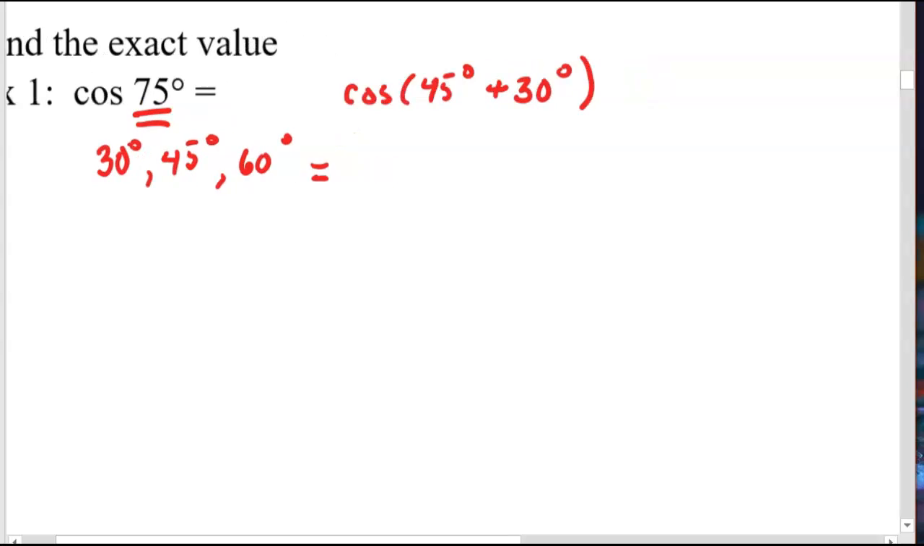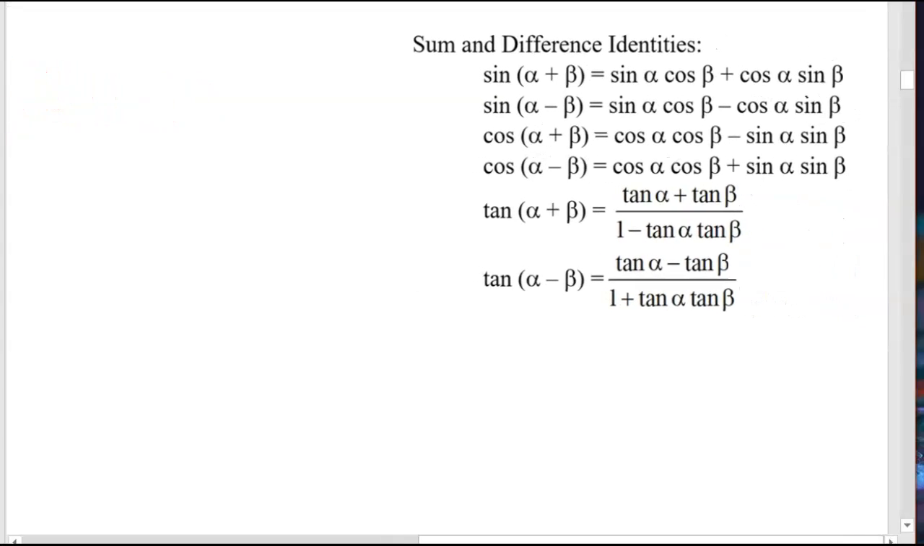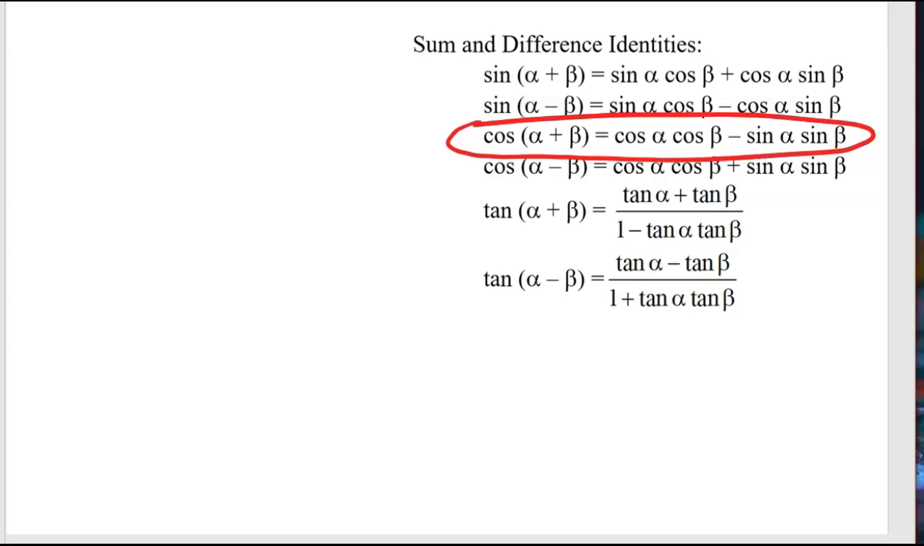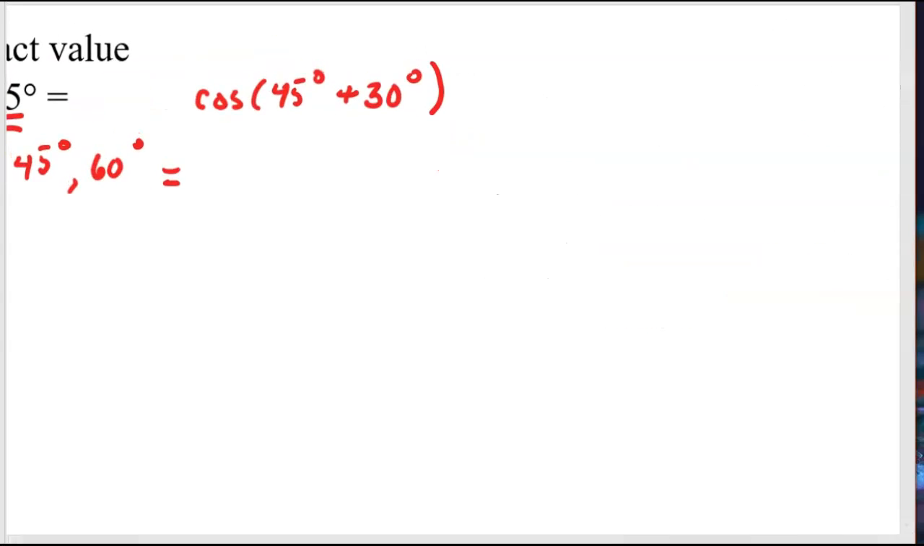Therefore, let's look at the formulas. There is a formula that says if I'm adding two angles, if I'm finding cosine of the sum of two angles, then it's going to be cosine of the first times cosine of the second angle minus sine of the first times sine of the second angle. So I'm just going to straight apply the formula. All right, so that means that we have cosine of 45 times cosine of 30.